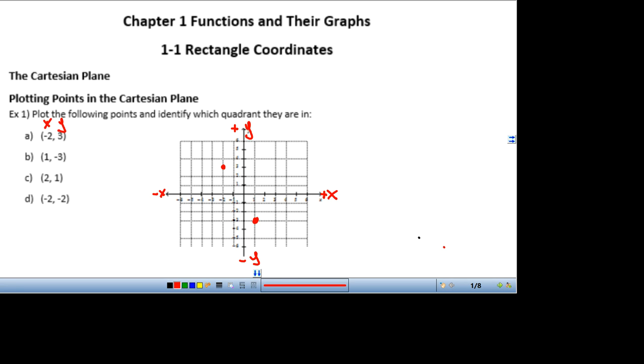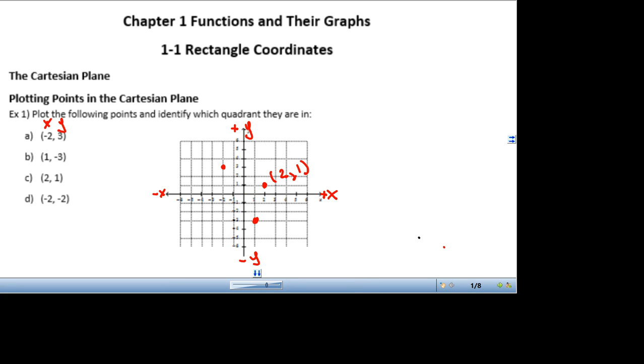And moving right along, I've got from my origin 2, 1. So I'm going to go 2, 1. Right there. Let's label it 2, 1.